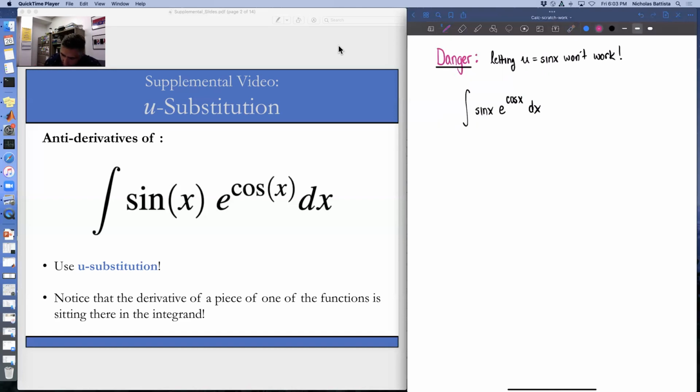So again, in this case, I'm going to try and let sine of x equal u, which means if we let u equal sine of x, anywhere there is a sine of x in the original integral, we can swap in a u. So we have a u times an e to the cosine of x with that dx. And again, just like before, that dx we're going to re-express as a du by taking the derivative of our substitution. So again, our substitution now is u equals sine of x.